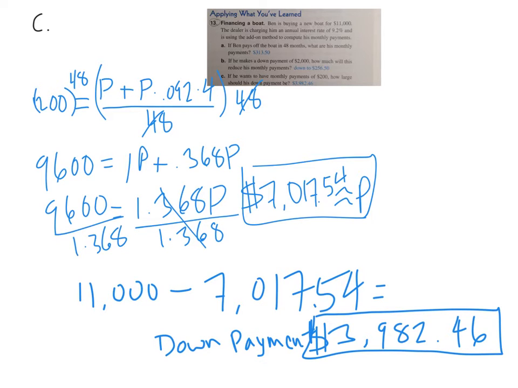Alright, so this is as tricky as these problems can get, essentially. Start with your monthly payment that you want, which is the 200 in this case. But instead of solving for the down payment, you're actually solving for P, your principal, which is the amount that you're going to borrow. Once you know the amount that you need to borrow, though, you can just take the total price, which was $11,000, subtract off that amount. That'll tell you how much you need to put down. All right, so in this case, the $3,982.46 is our answer.